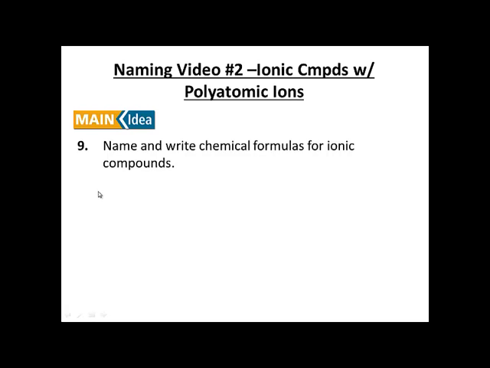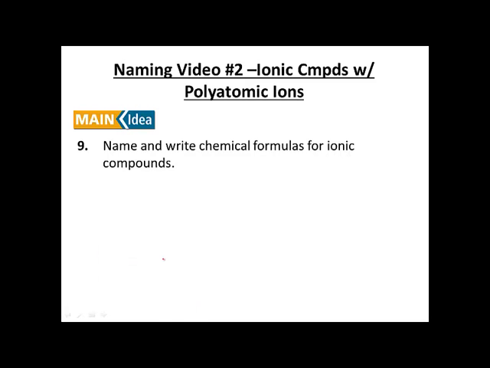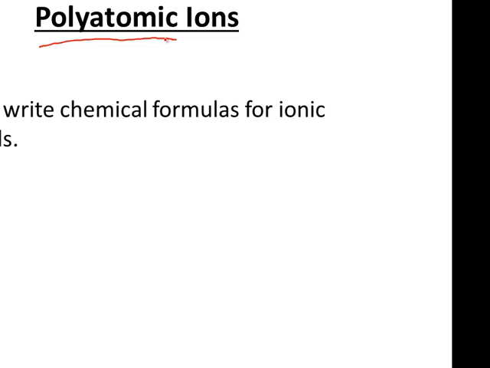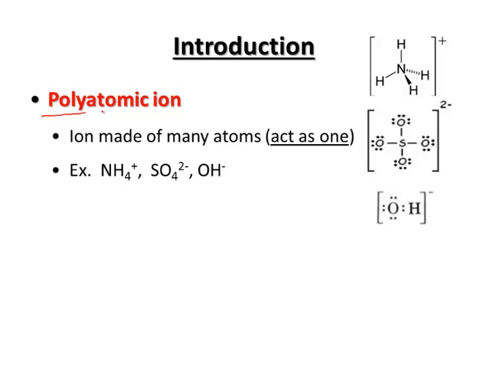Alright, we're going to continue with our naming of ionic compounds, the positive and negative part, but we're going to add a piece to it, the polyatomic ions. So that's just going to be a small addition to what we've already been looking at with naming of our ionic compounds. Remember, the ionic have that positive and negative part to them. To introduce our polyatomics: the word poly means many, atomic means atoms, and ion is that plus or minus portion.